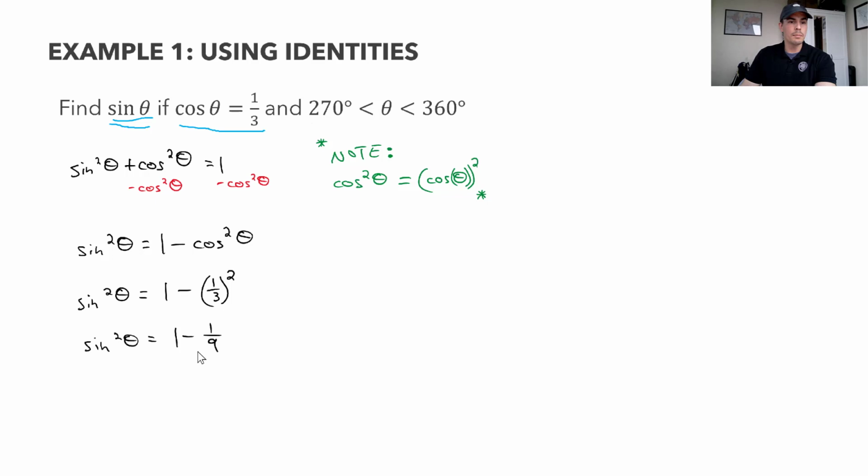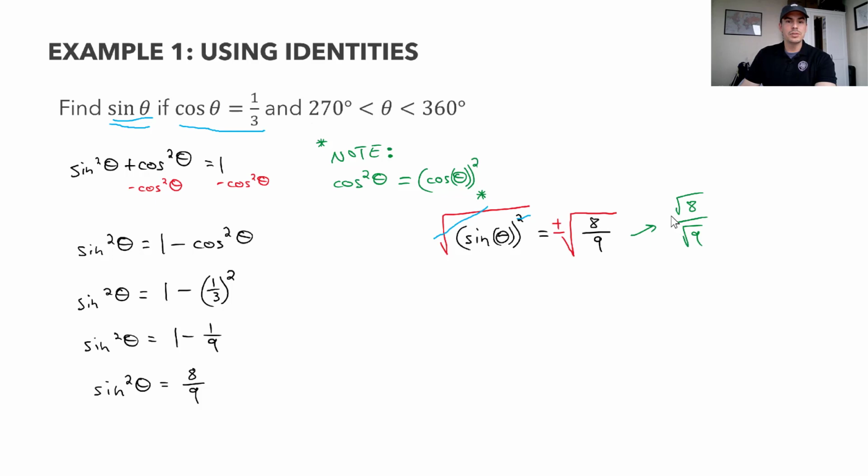All right, so I've got 1 minus 1/9, and that simplifies to 8/9 on the right-hand side, and I still have sine squared theta on the left-hand side. Again, sine squared theta is the same thing as what I've rewritten here of sine theta quantity squared. That's equal to 8/9. I'm going to take the square root of both sides, so my square and my square root will cancel out. And I've got plus or minus the square root of 8/9, which simplifies to plus or minus the square root of 8 over 3, which again simplifies to plus or minus 2 root 2 over 3.